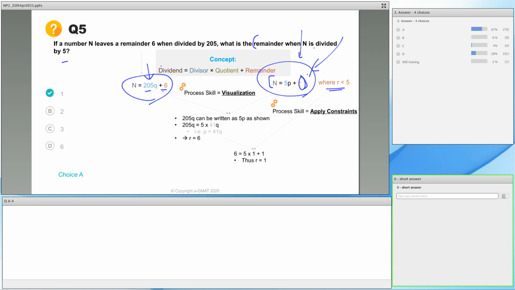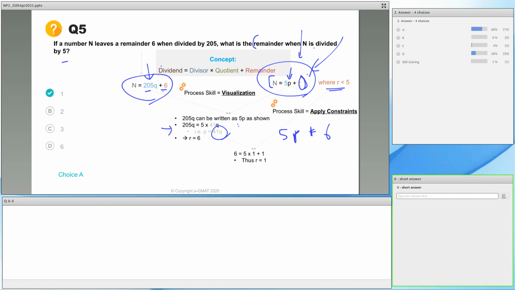So 205q, how do I change it to some kind of 5p? In this case, again, very, very simple, right? Because 205 is a multiple of 5. 205 is simply 5 into 41. So 205q is nothing but 5 into 41q. My 41q is basically the same as p here. So you have successfully expressed it as 5q or 5p plus 6.